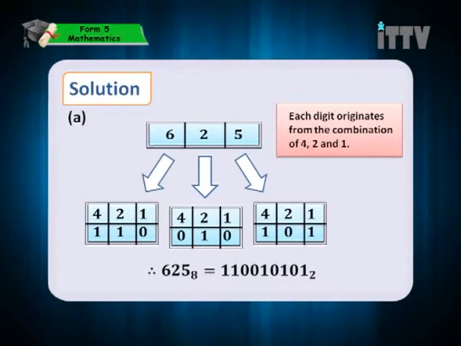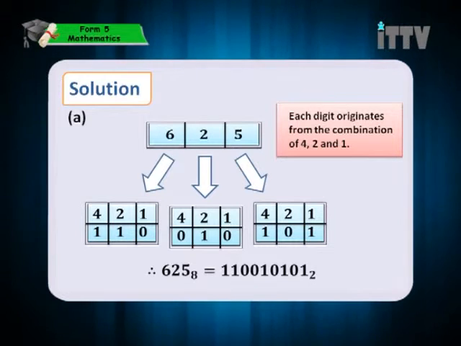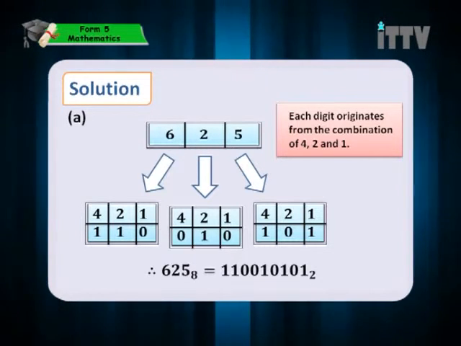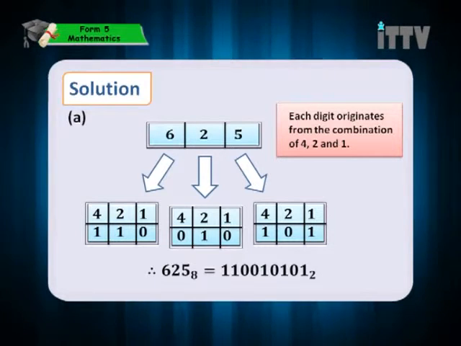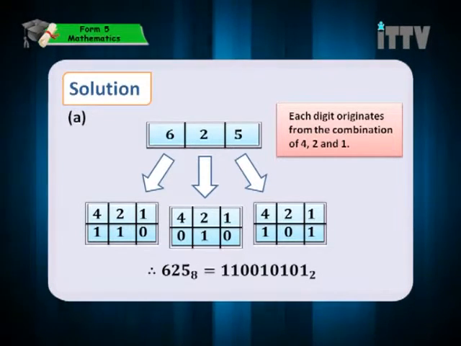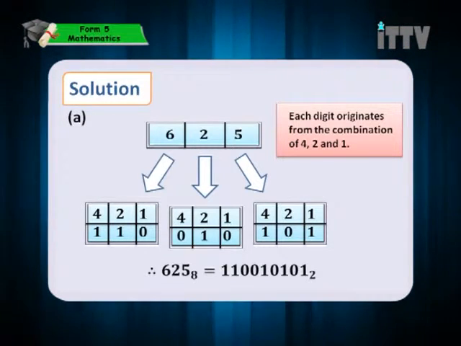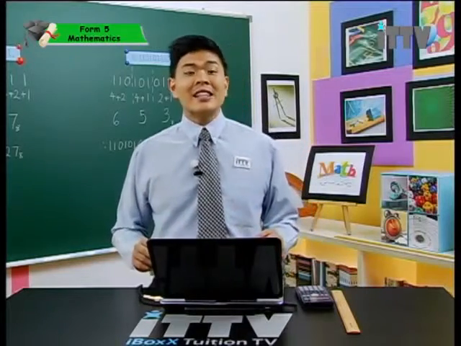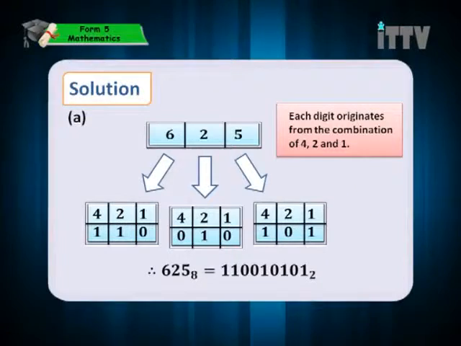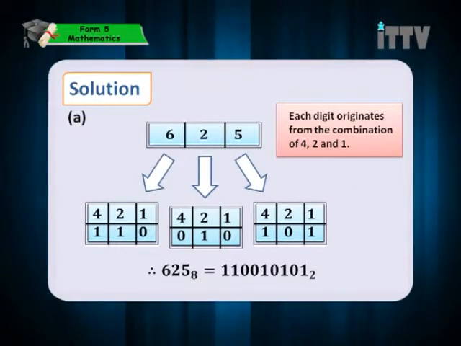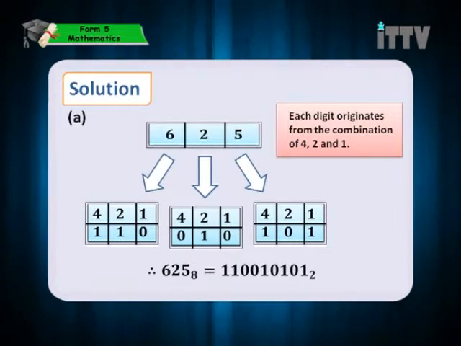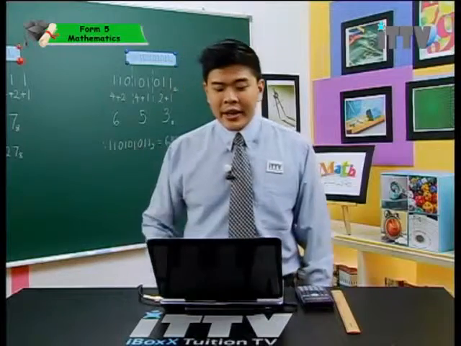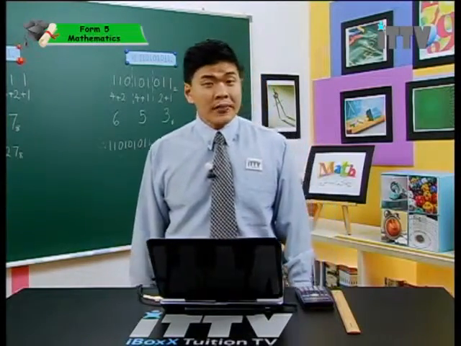So 6 is 4 plus 2, right? Therefore, it will be 1, 1, 0. 2, it will be 0, 1, 0. So just work backwards. And 5, it will be 1, 0, 1. So the most important thing here is the combinations. Therefore, 625 in base 8 is equal to 110, 010, 101 in base 2.